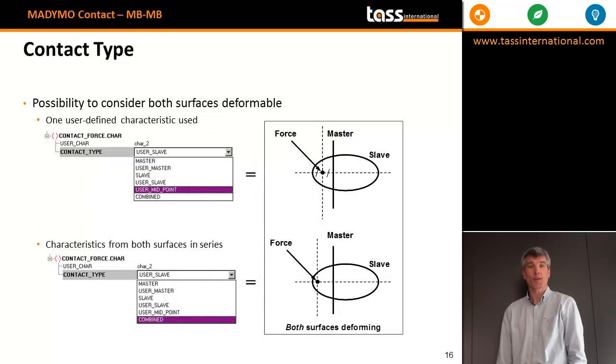Well, there are other flavors available, which you see on the next slide. You can define a user midpoint, which means that the master and the slave are considered to deform more or less equally, and then halfway the deformation, or the penetration maybe that's better said, is where the contact force is applied. There's even another option which is combined, and then the contact characteristics of both master and slave are taken into account, which means that they also consider both deforming.